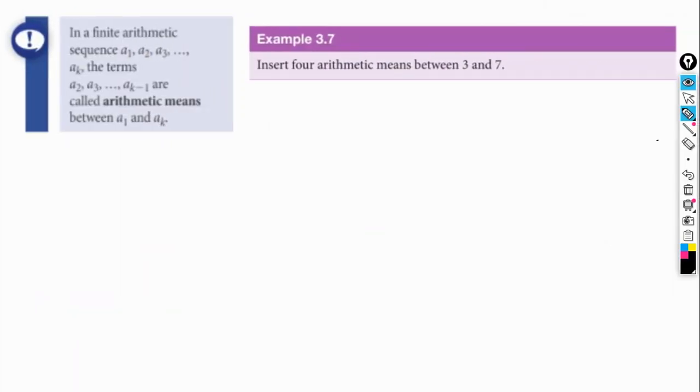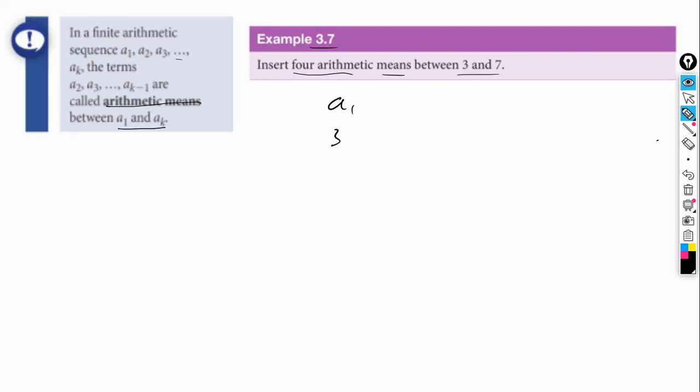So next we have example 3.7, and it says insert 4 arithmetic means between 3 and 7. But what is an arithmetic mean? Well, we can find the definition here to the left, and it says in a finite arithmetic sequence, A1, A2, A3, all the way to AK, the terms A2, A3, A sub k minus 1 are called arithmetic means between A1 and AK.